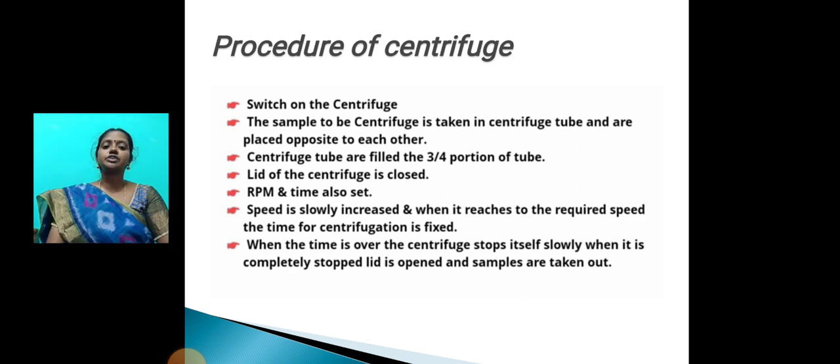Okay, centrifuge tubes are filled to three-fourths of the tube, not filled full. Then the lid of the centrifuge is closed, and the RPM or RCF and time are also set properly, and then close the lid. Speed is slowly increased until it reaches the required speed. The time of centrifugation is fixed. When the time is over, the centrifuge is stopped slowly. When it is completely stopped, we open it and the samples are taken out.